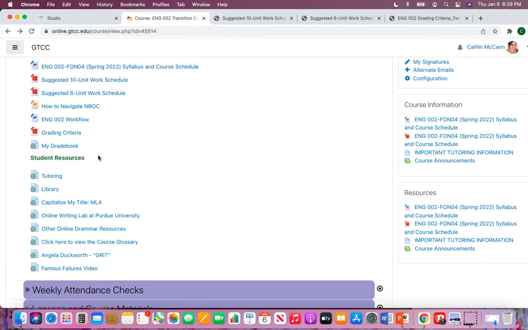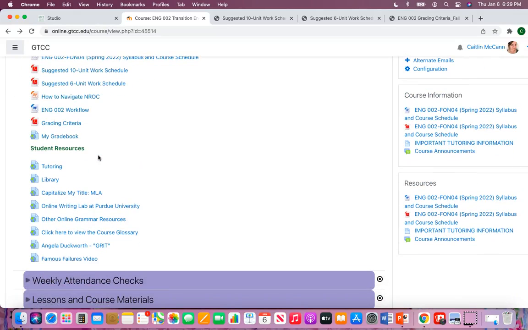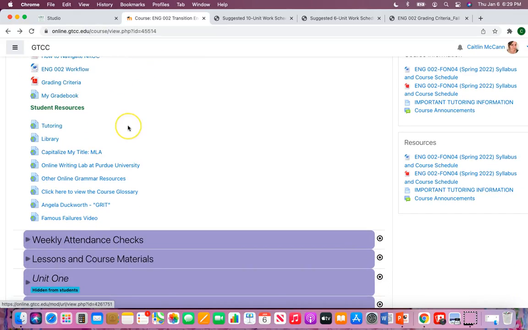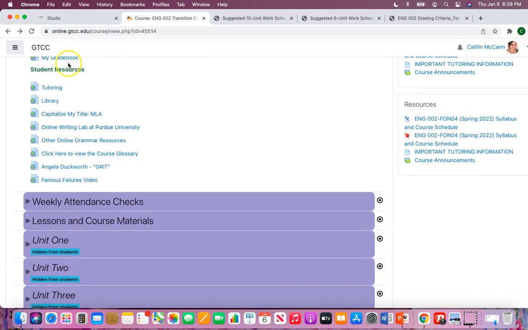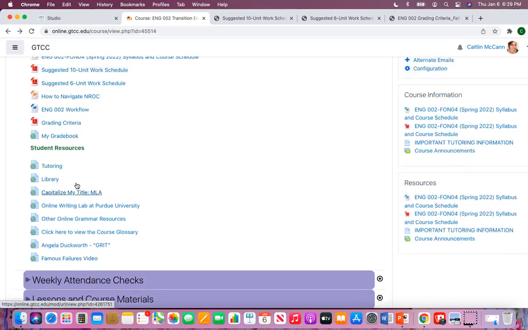And then below the course information, I have some links to different student resources. First we have a link to the tutoring center and GTCC's library, and then there are just some general internet links, like helping with capitalizing titles, a link to Purdue University's online writing center, some stuff about grammar, just anything you may find useful.